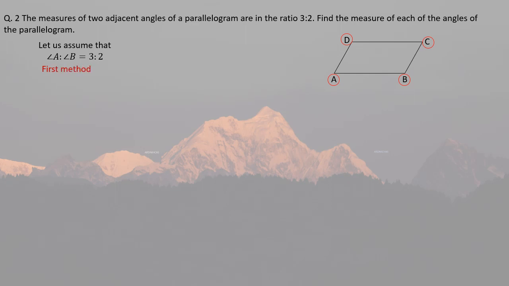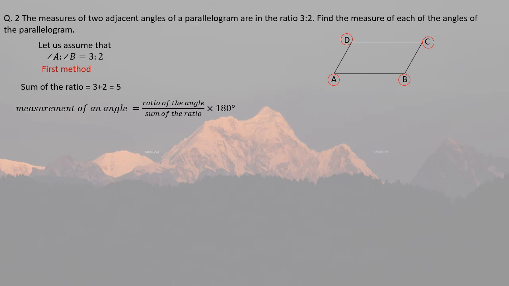We have two methods of solving this. So we'll try the first method. We need to take out the sum of the ratio, that is 3 plus 2 equals 5. The formula goes like this. Measurement of an angle equals the ratio of the angle divided by the sum of the ratio, into 180 degrees, because we know that angles A and B are adjacent angles and they should add up to 180 degrees.